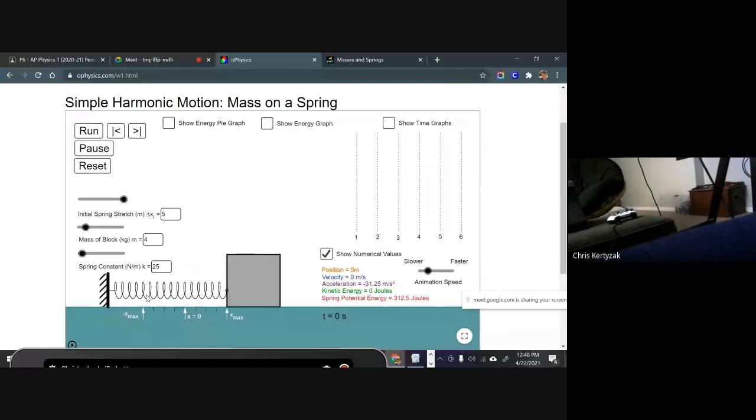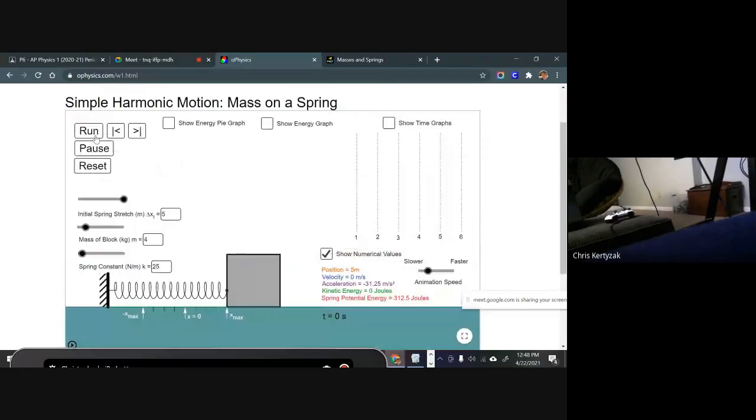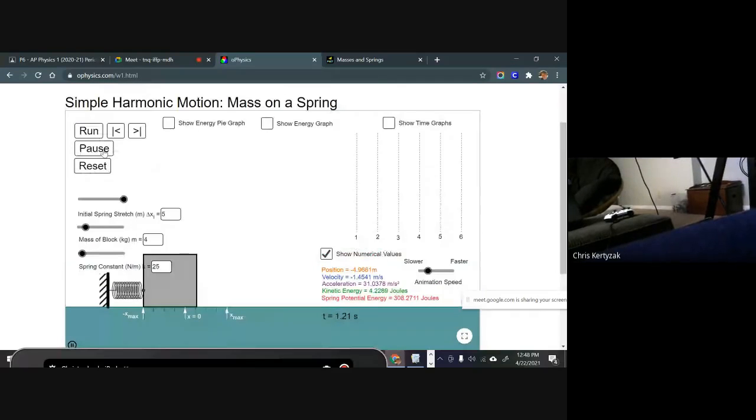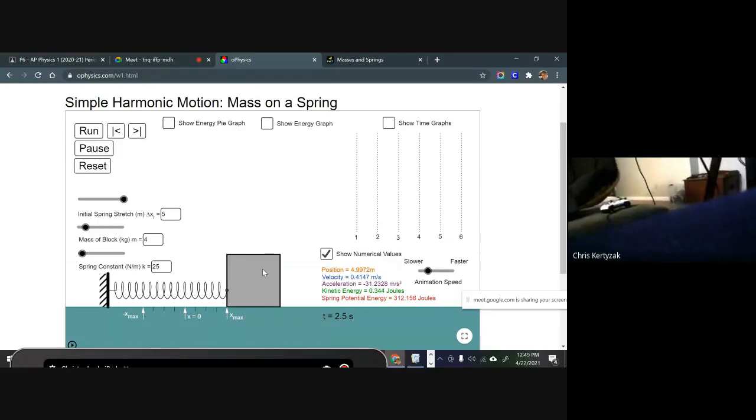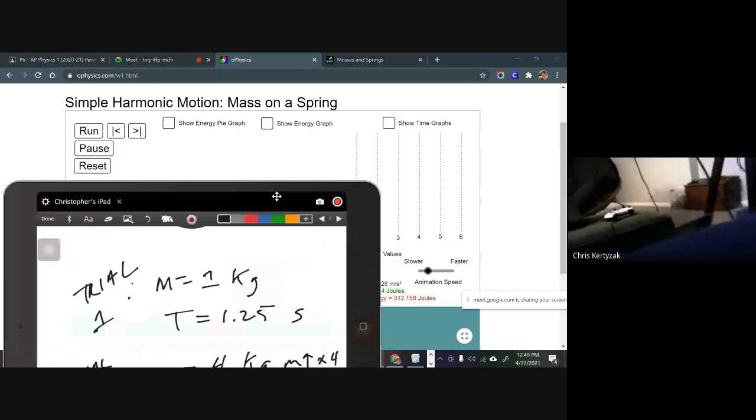Oh, what happened? So 0 seconds. Oh, I hit the reset button. So sorry. Try again. Run. I hit pause. 2.53. About 2.5. 2.5 seconds. So what we notice, going back to this, is that now I get a period of 2.5 seconds.